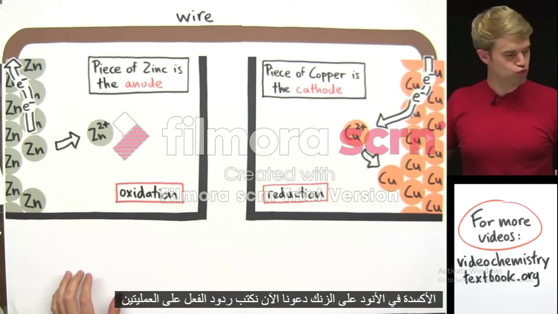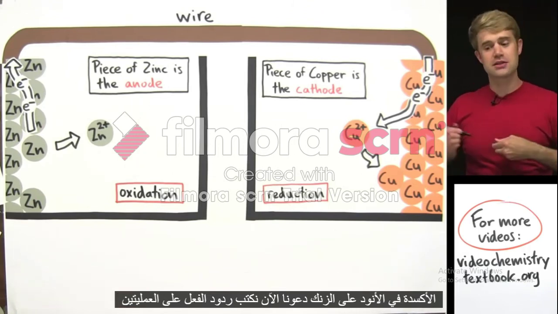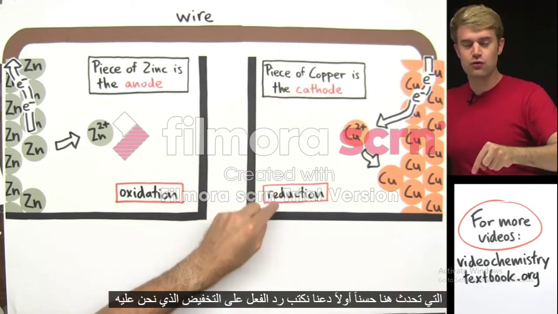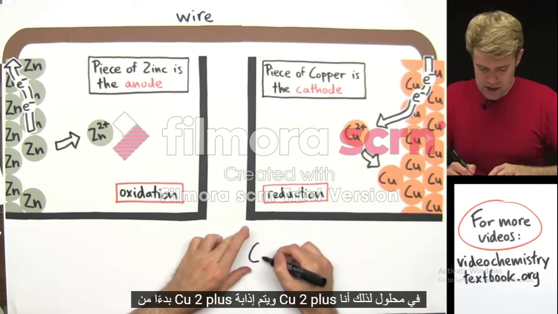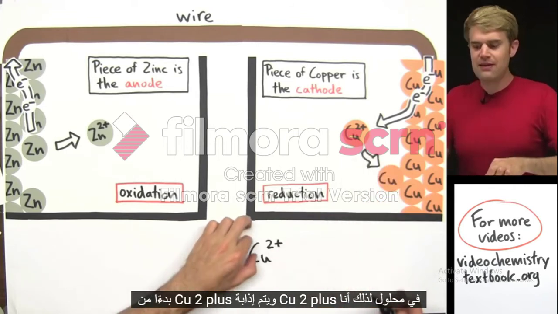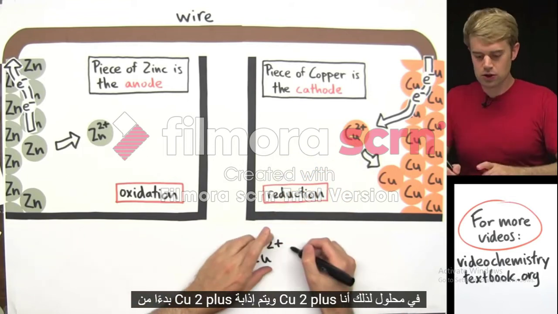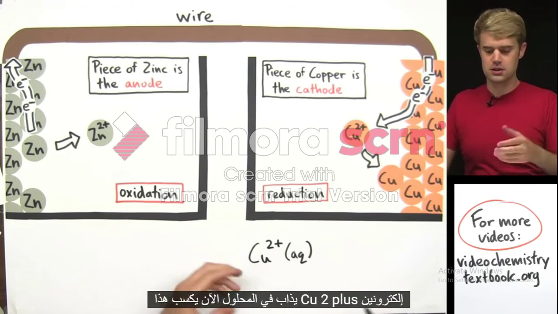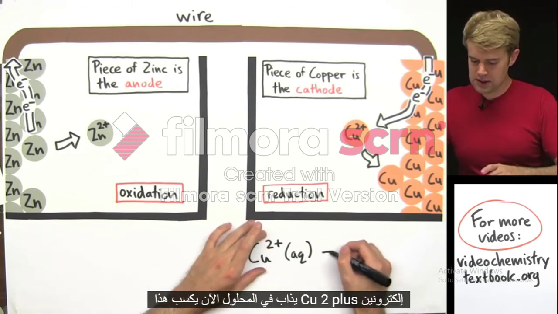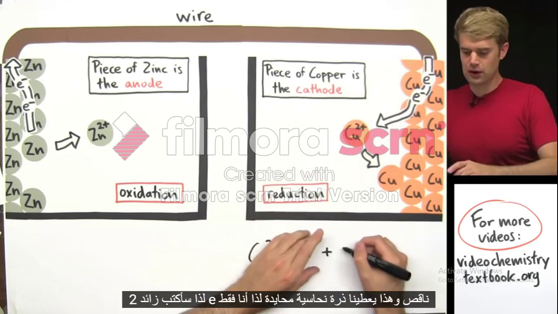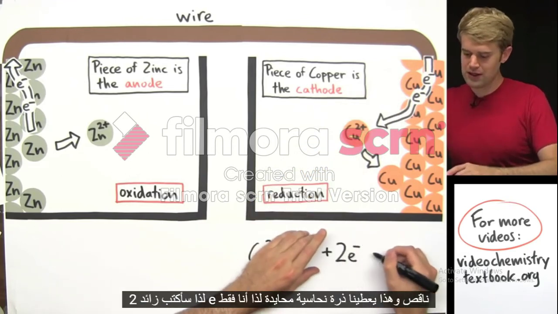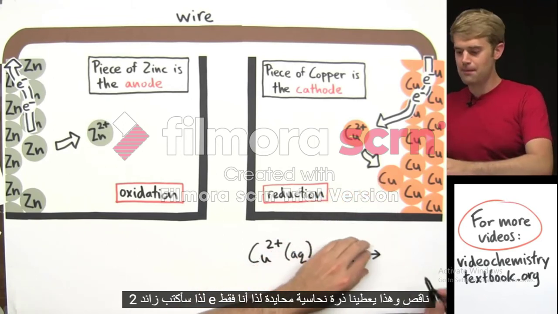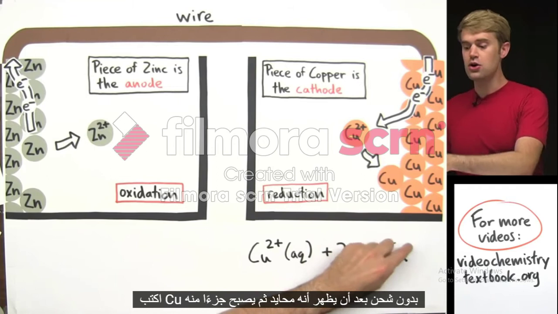Now let's write reactions for the 2 processes that are happening. Okay? First, let's write the reaction for reduction. We're starting with Cu2+, and this Cu2+ is dissolved in solution. So I'm going to write that with an aq for aqueous after it to show that it's dissolved in solution. Now, this Cu2+ gains 2 electrons, so I'll write plus 2e-, and that gives us a neutral copper atom. So I just write Cu with no charge after it.